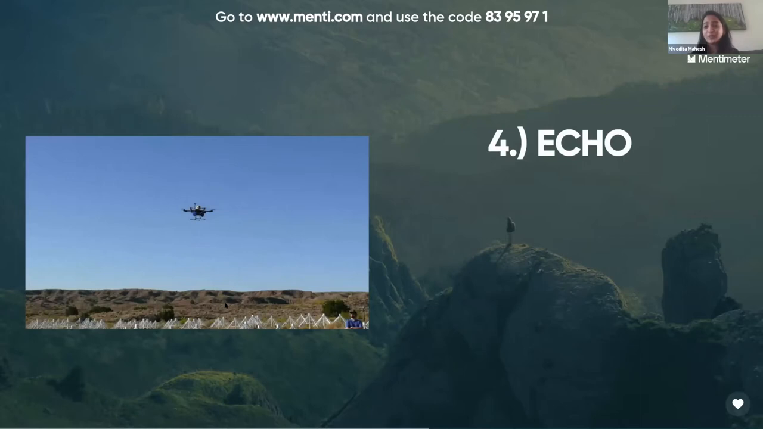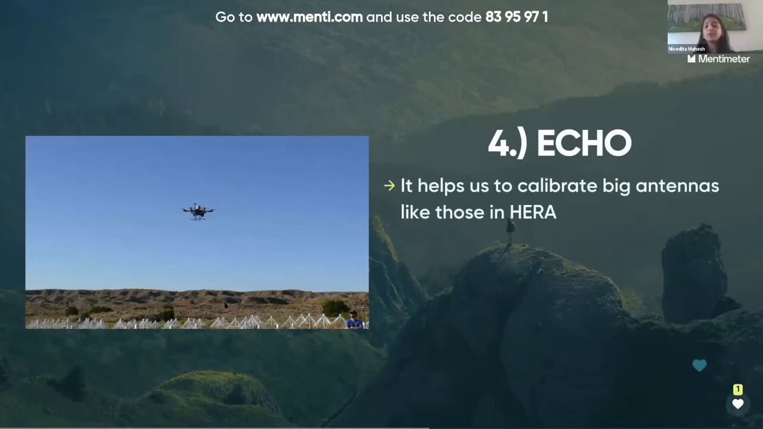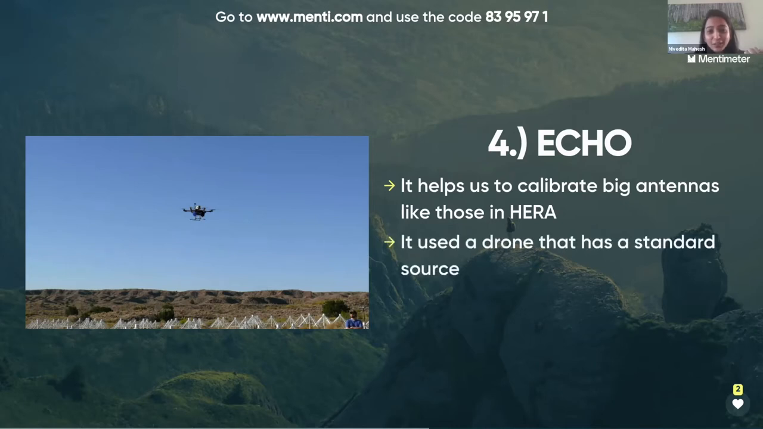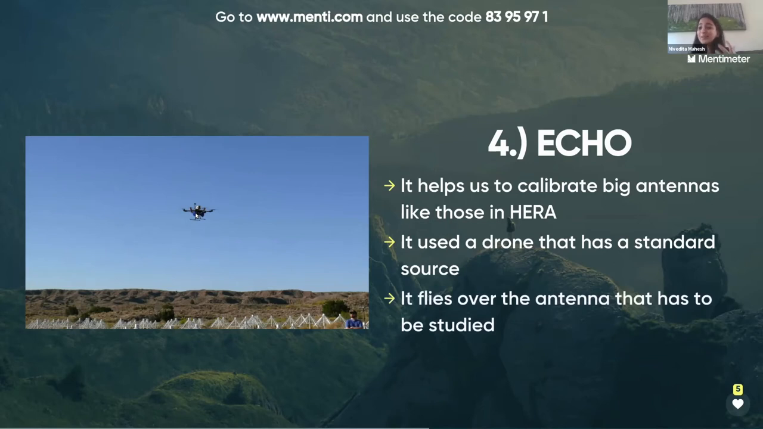Final experiment that Mrudula here works on is called ECHO. ECHO helps us to calibrate big antennas, like that 14 meter dish in HERA, because like I told you, the signal we're looking for is very weak and understanding our instrument is so important. So to study big dishes like HERA, we use ECHO. It's basically a drone experiment. It's very cool. It has a drone and it has a standard source, like the blue, slightly conical blue antenna below the drone. And it flies over big arrays and it tells us what the array looks like, what signal the array receives. So these are the main focus areas of the four experiments that LoCo studies. And I also told you the science we are going for. This is basically LoCo. This is what we do.